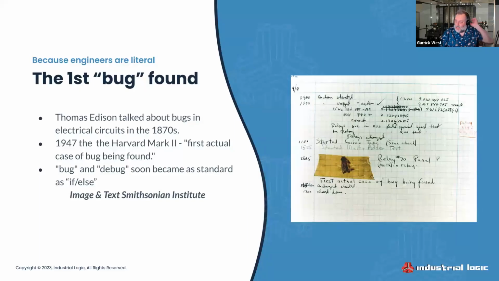Interestingly enough, Thomas Edison talked about bugs in electrical circuits. And of course, we have here the picture of what I like to consider the most famous bug in the world, from the Harvard Mark II. This is in the Smithsonian, by the way. This is a page out of the notebook where they found a moth in the relay.